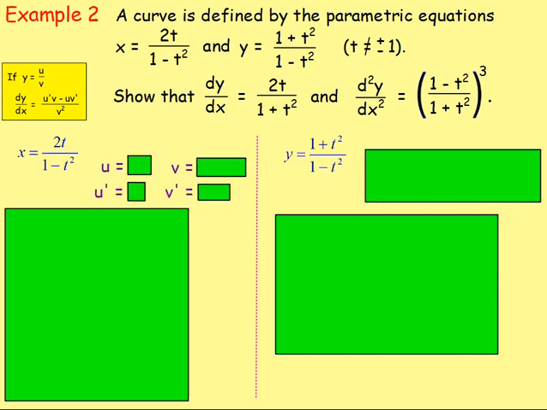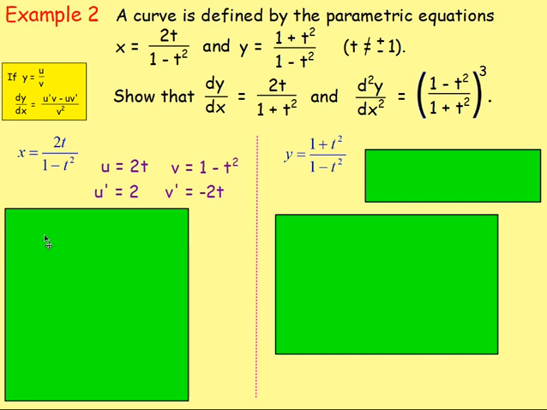So u and v, u is going to be in the top, that is 2t. v is going to be in the bottom, 1 minus t squared. Work out du by dt. So if we differentiate u with respect to t, you get 2, and differentiate v with respect to t, v dash, that'll give us negative 2t. From there then, we can work out dx by dt.